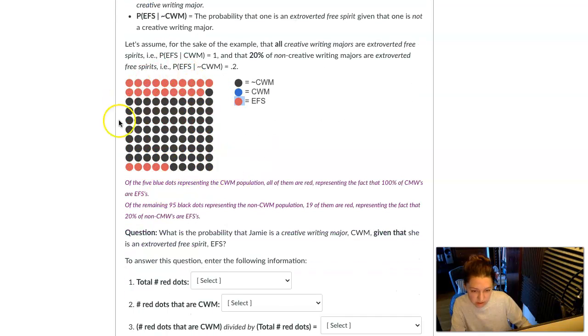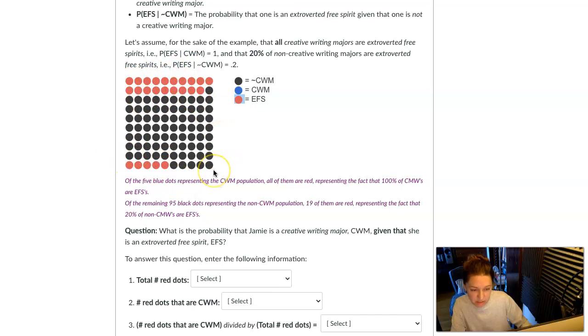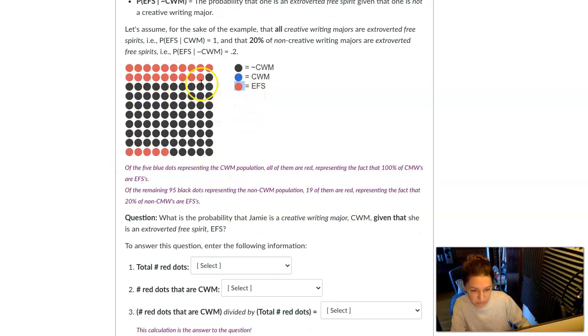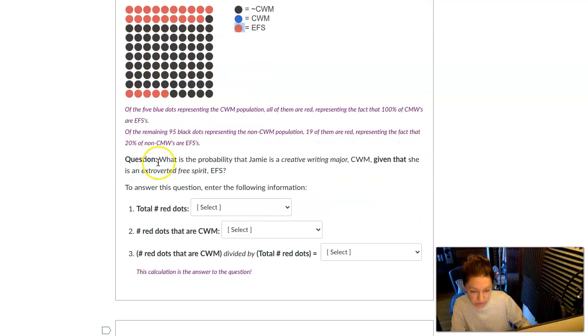Okay, so we've got our whole population of students, and how many of them have this personality type and how many are in each major. So question: what is the probability that Jamie is a creative writing major? That's what we ultimately want to know. What are the odds she's a creative writing major, given she has this personality type? To answer this question, we need the following information.